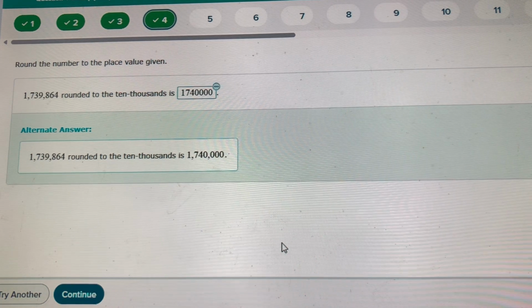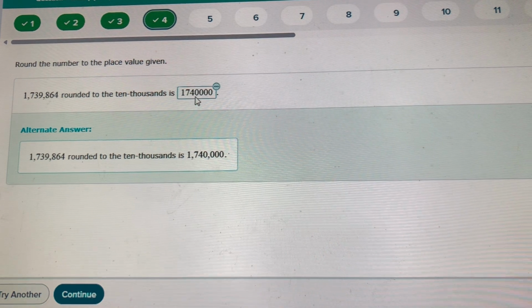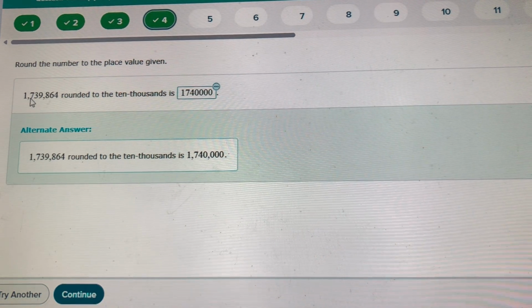So this is 1.74 million or 1,740,000. Another way of thinking about the problem is that 739,000 is closer to 740 than it is to 730.